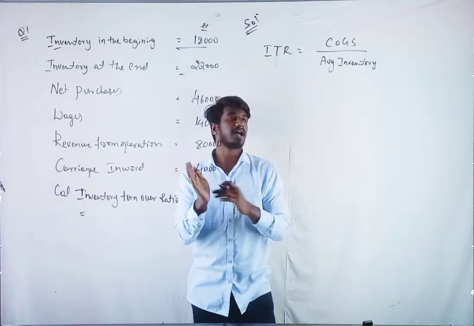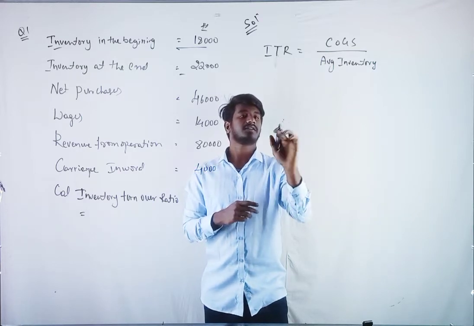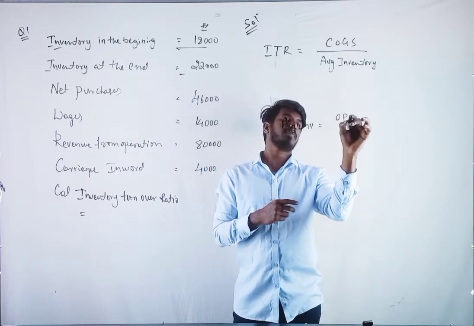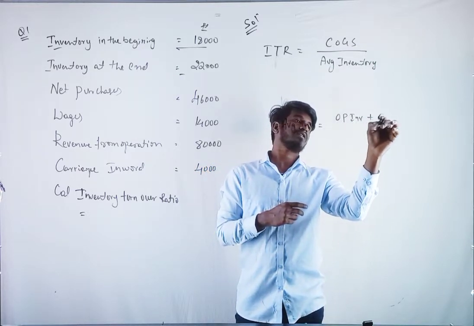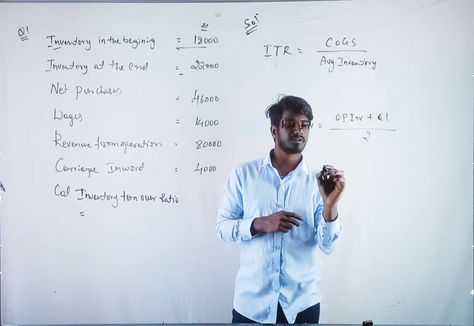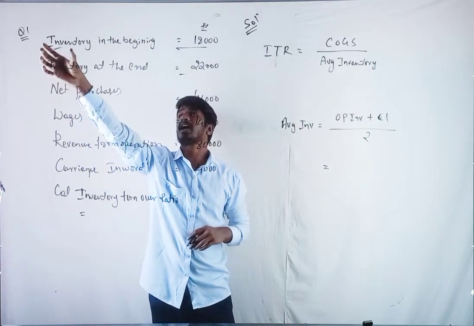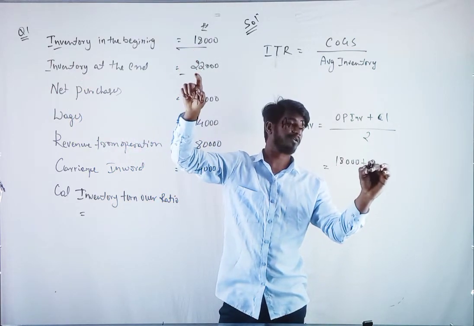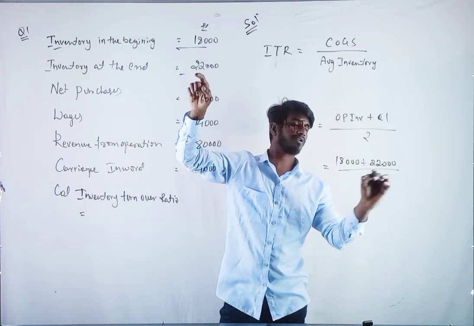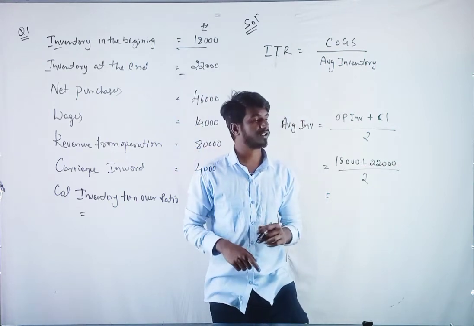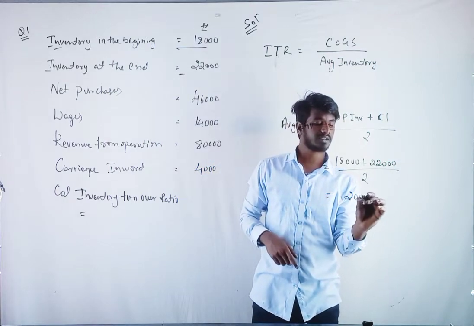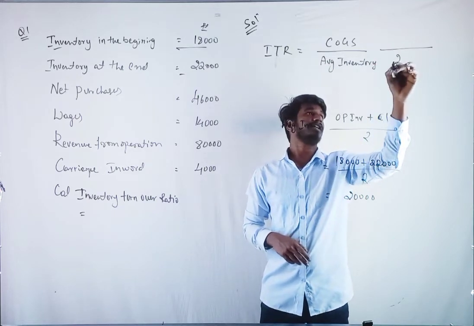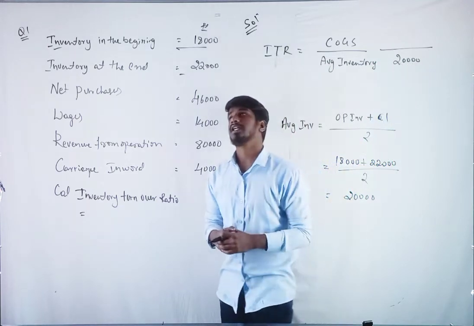First, let us calculate the average inventory. Average inventory is opening inventory plus closing inventory divided by 2. What is opening inventory? We have 18,000. Closing is 22,000. We'll add both and divide by 2. How much does it come to? 40,000 divided by 2, 20,000 is the average inventory.